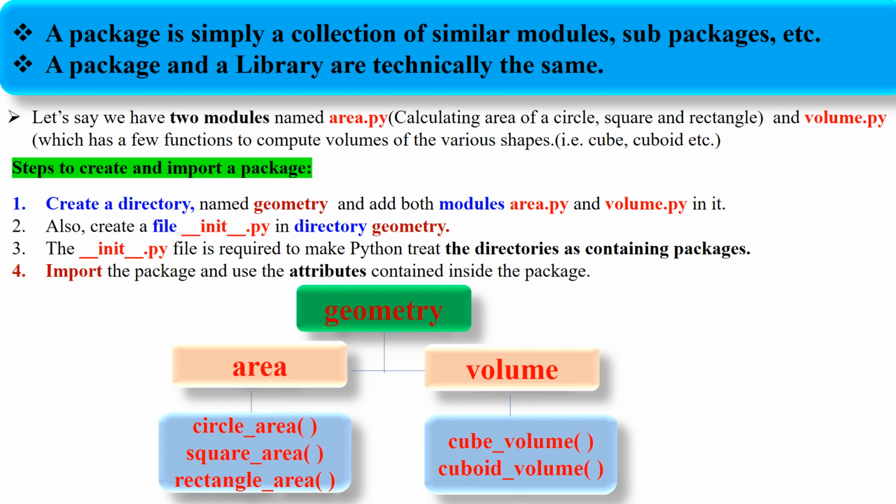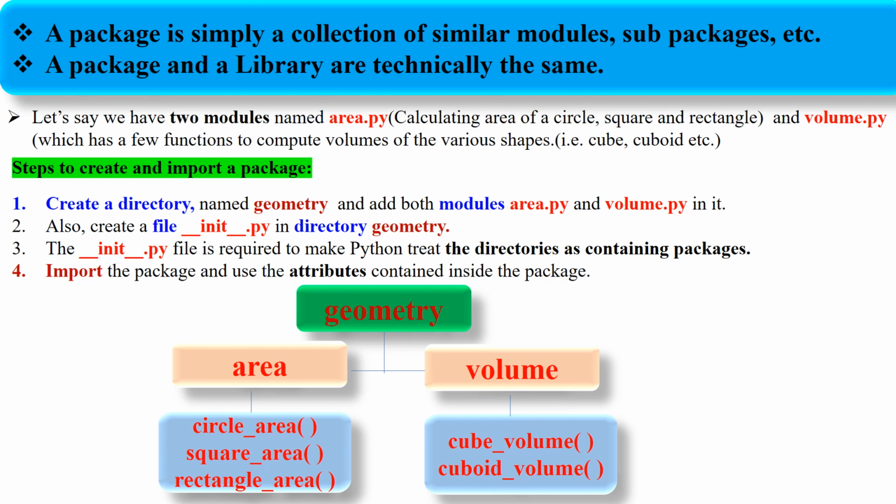Let's see an example. Let's say we have two modules named area.py, calculating area of a circle, square and rectangle, and volume.py, which has a few functions to compute volumes of the various shapes. Hence these two modules are both related to each other and should be bundled in a package. Thus, we are going to create a package geometry, which will have both modules, area.py and volume.py.